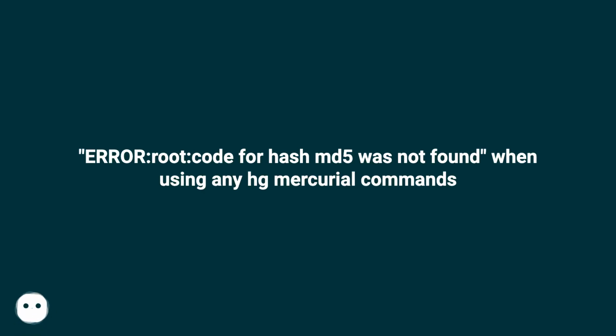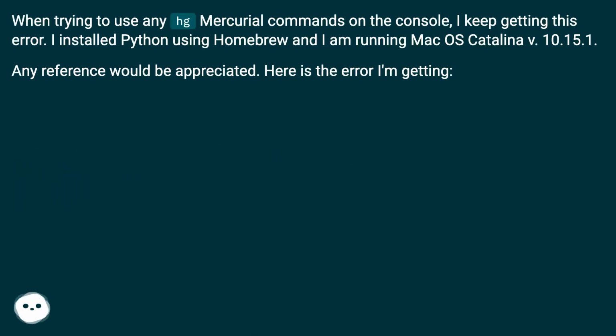Error, root. Code for #md5 was not found when using any HG Mercurial commands. When trying to use any HG Mercurial commands on the console, I keep getting this error. I installed Python using homebrew and I am running macOS Catalina v10.15.1. Any reference would be appreciated. Here is the error I'm getting.